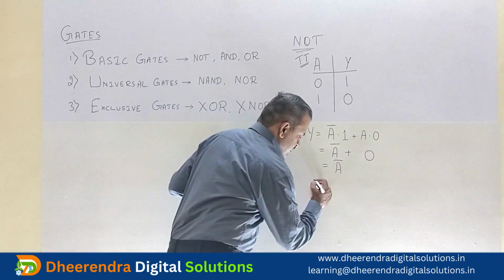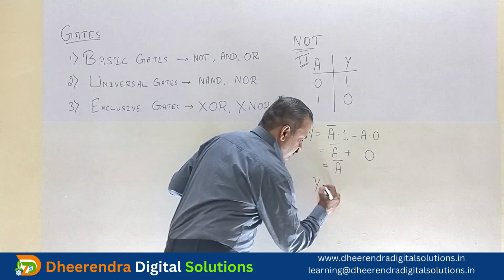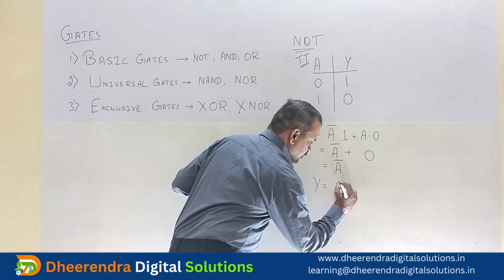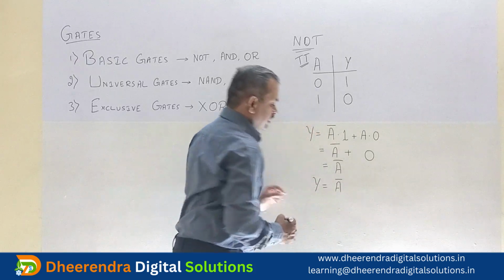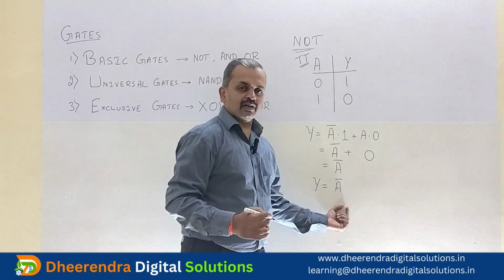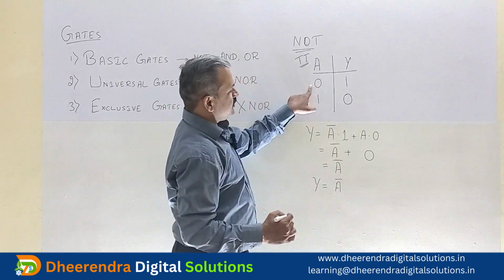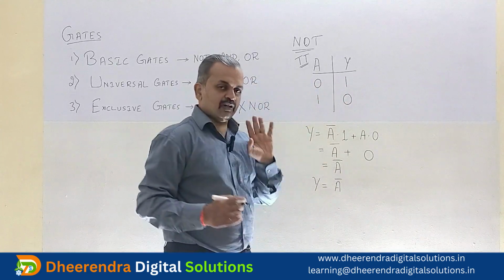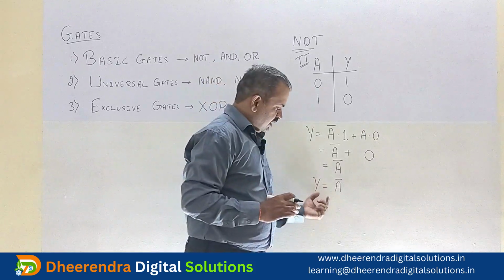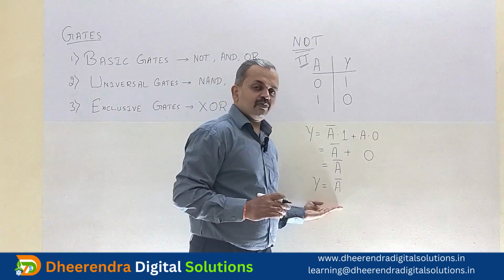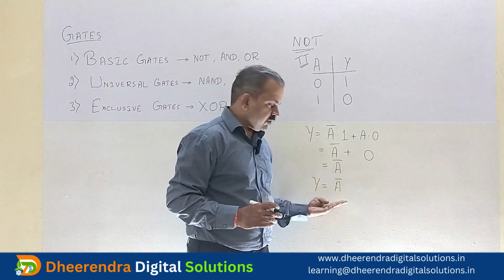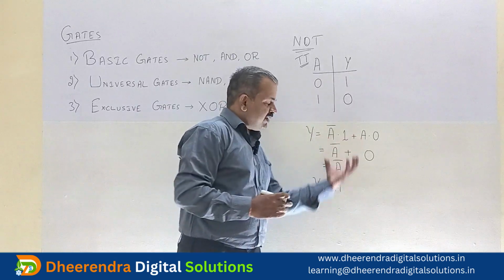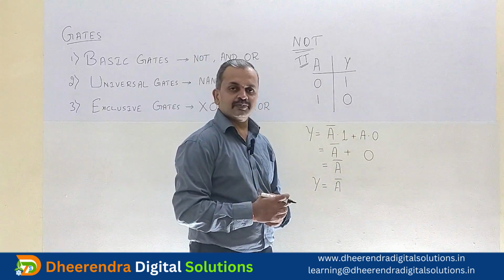Now, in simple terms, most people would have told you for the NOT gate it is Y equals A bar, because you look at the outputs which are ones and take that particular combination. But anyhow, this is how we fundamentally write the equation for the NOT gate, and this is how we derive the equation for the NOT gate.